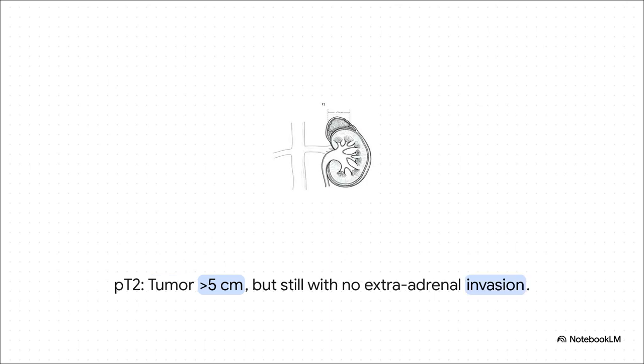Now we jump to pT2. What's changed? Only one thing: size. The tumor has now grown past that 5 centimeter mark, but, and this is the key part, it's still confined to the adrenal gland. It hasn't broken out yet.